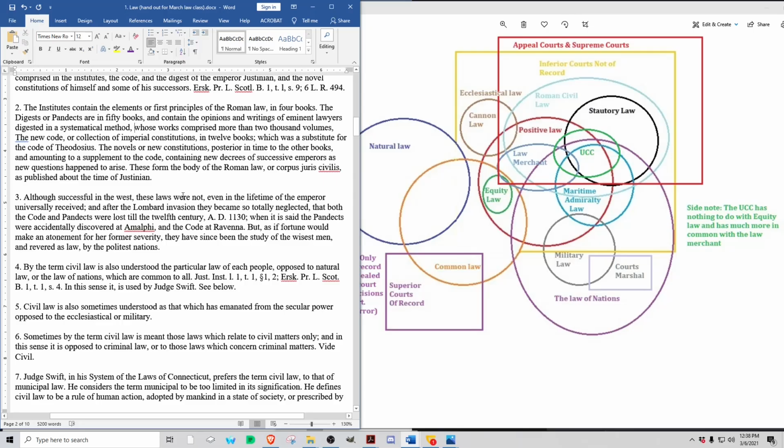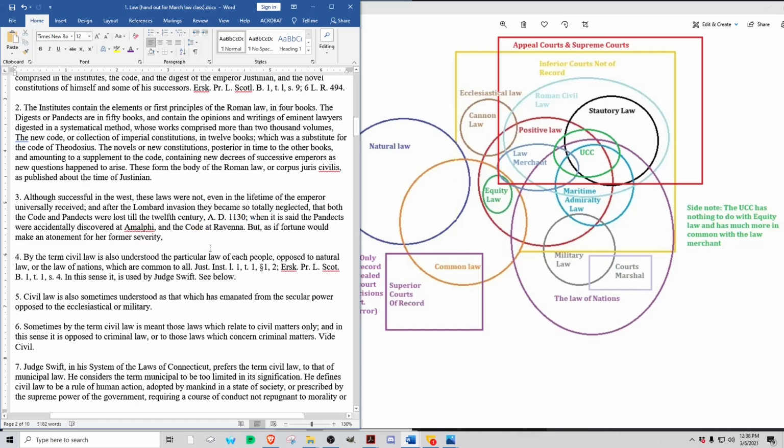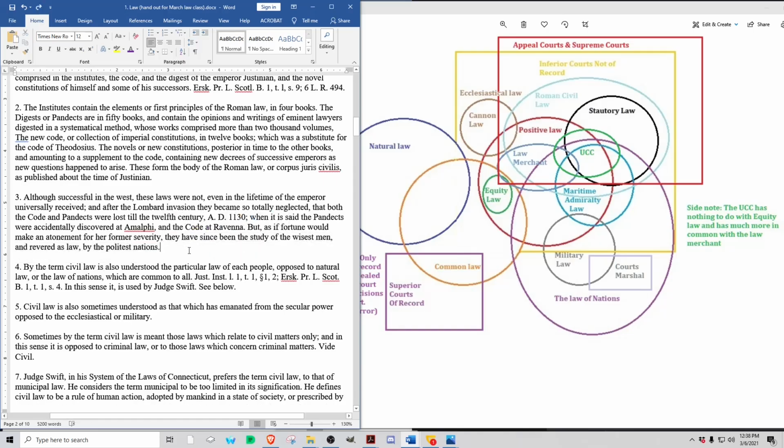But as if fortune would make an atonement for her former severity, they have since been the study of the wisest men and revered as law by the politest nations. Well, isn't that nice? I would disagree with that last little statement. If I were me, technically I would just remove that, but I'll leave it there.